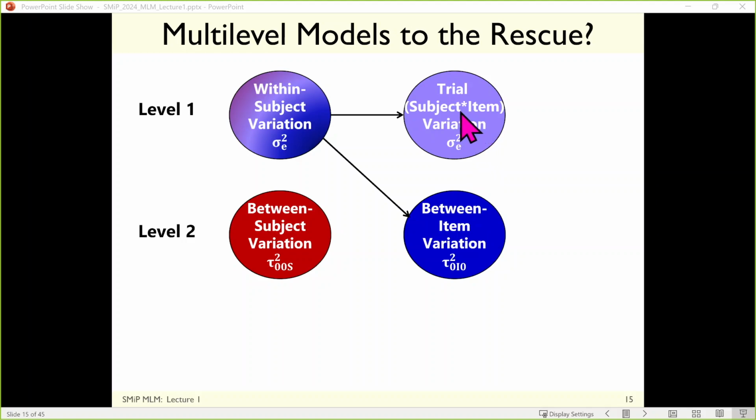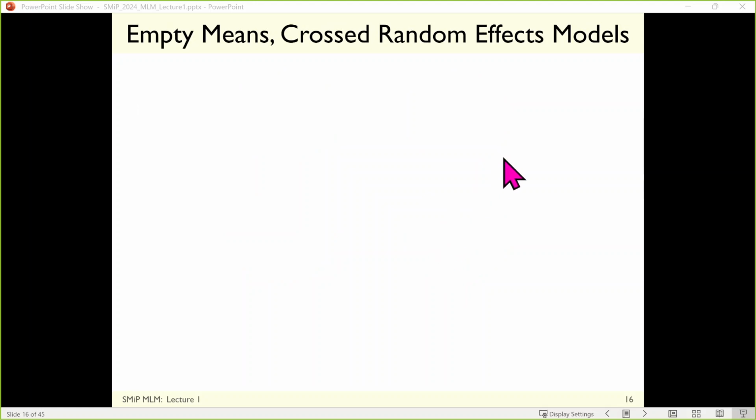And you can think of this as a subject by item interaction term. It's not separable from the residual if you only have one combination per subject and item. So if each subject sees each item only once, then there's no way to pull apart any interaction term variability from just the residual in that case. But what we should have are these three circles right here. So if we start from the beginning of how we would think about what kinds of variability do I even have, we would start with what I call an empty model.